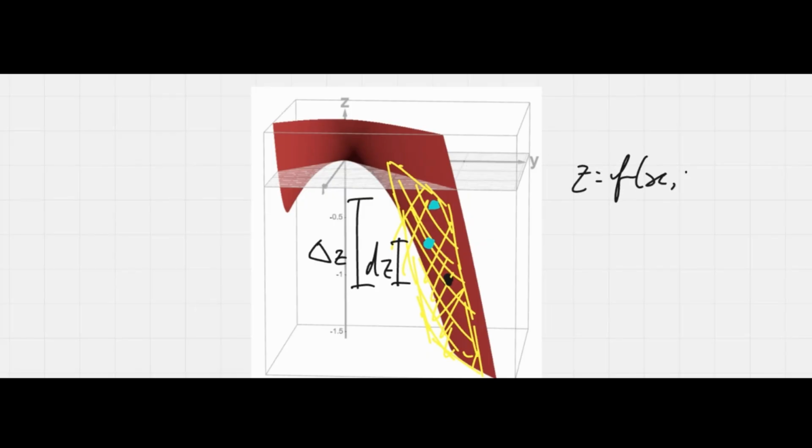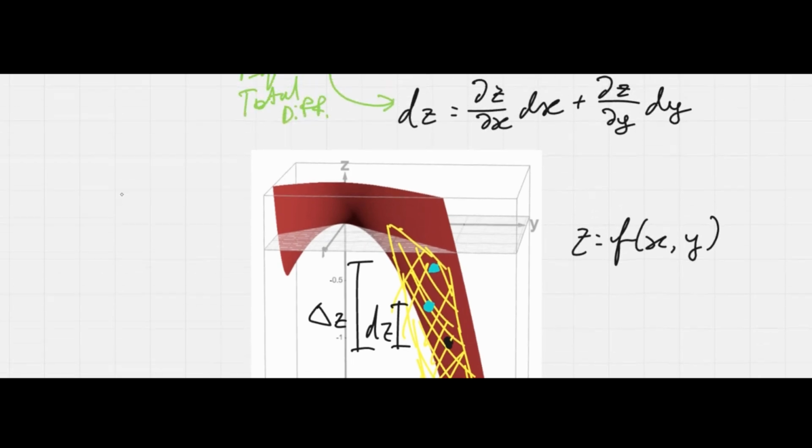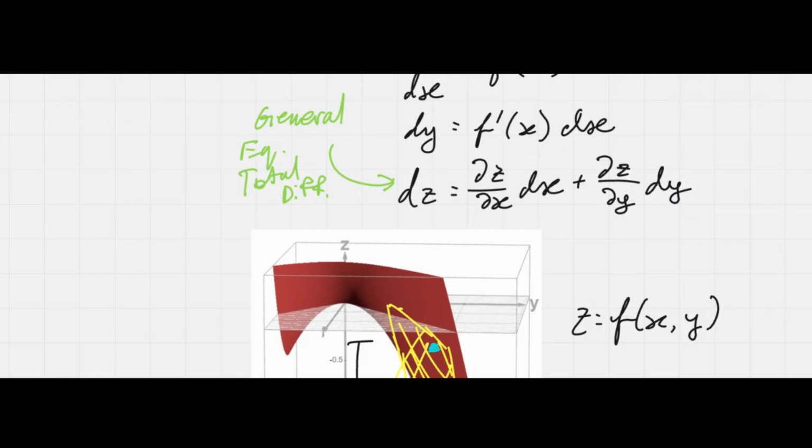So this is z equals f of x, y. We have delta z being the change in z, whereas dz is the change in the height of the tangent plane. These problems are actually very simple if you really think about them. We've already learned about partial derivatives. If you haven't, once again, go check out the video.